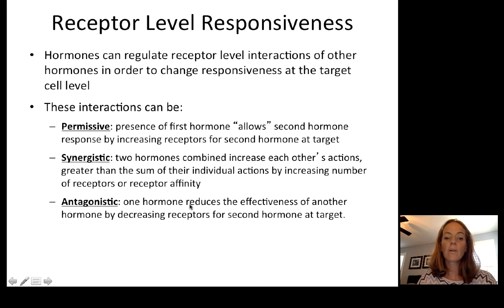We can also have antagonistic responses. That is that one hormone stops the other hormone from working, and that is to reduce the effectiveness of another hormone by decreasing receptors for that hormone. So permissive and synergistic type hormones can upregulate receptors at the target cell. Antagonistic hormones will downregulate receptors at the target cell.